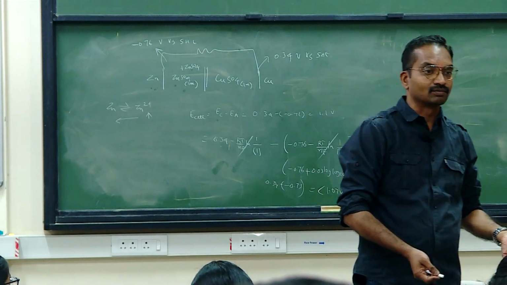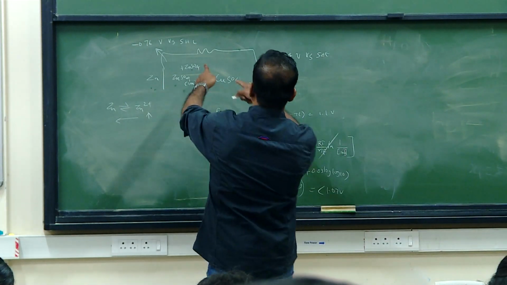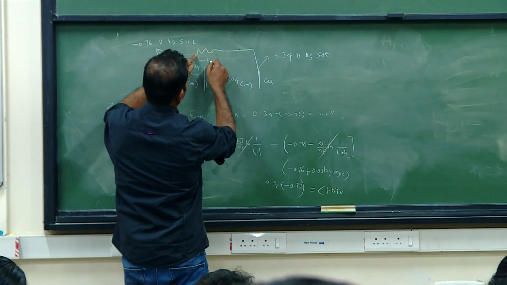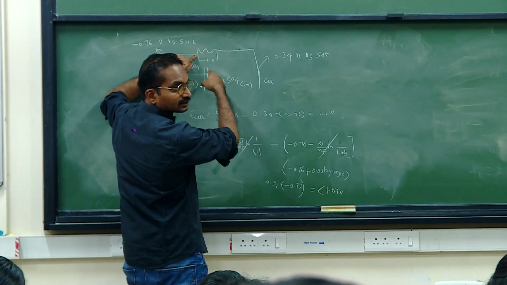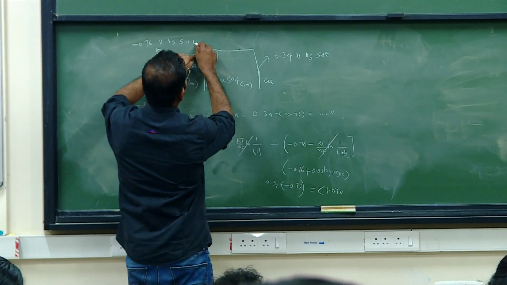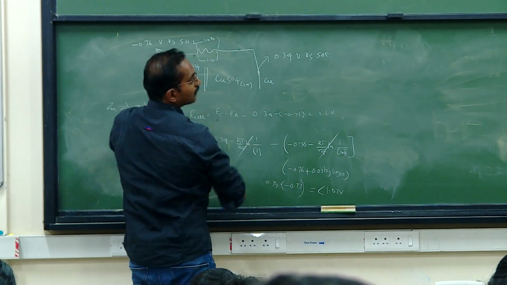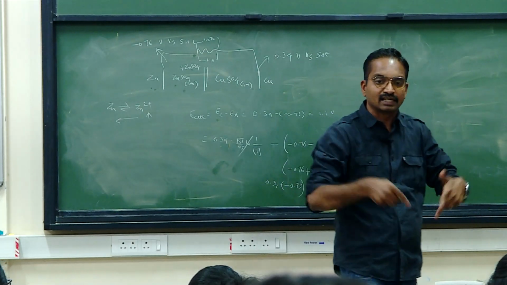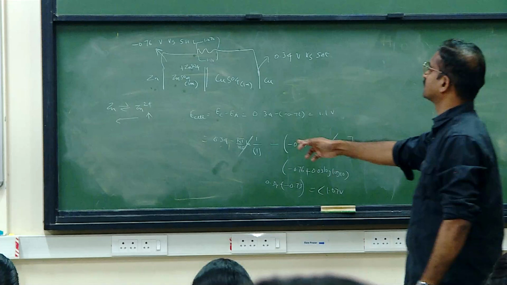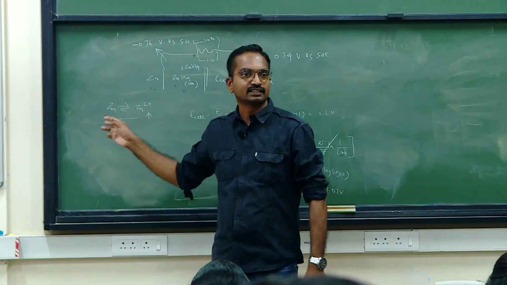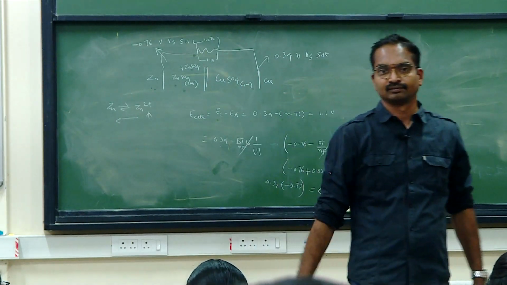Why the EMF is less now? So across this resistor, earlier what was dropping is 1.1 volt. Now across the same resistor, what is dropping is 1.07 volt, right? Therefore less driving force means less current will flow. We can understand why less current flows is because you are actually shifting this equilibrium. This is by Le Chatelier principle, correct?